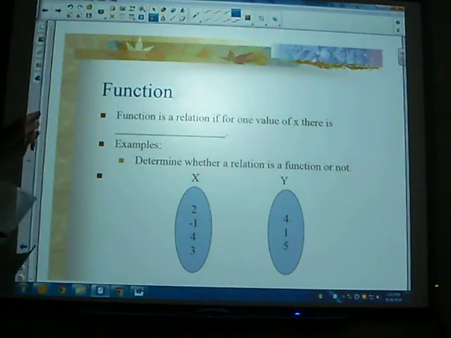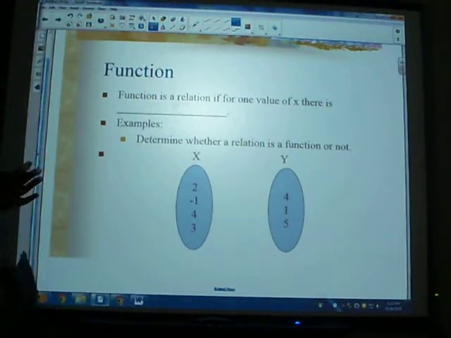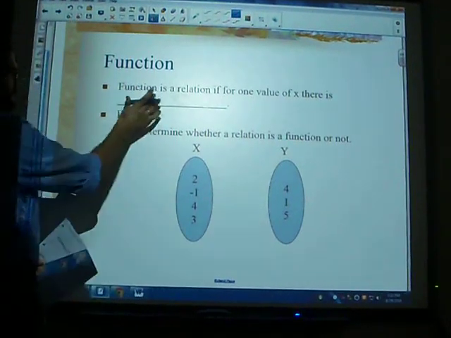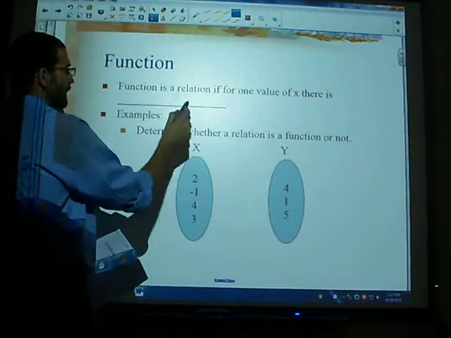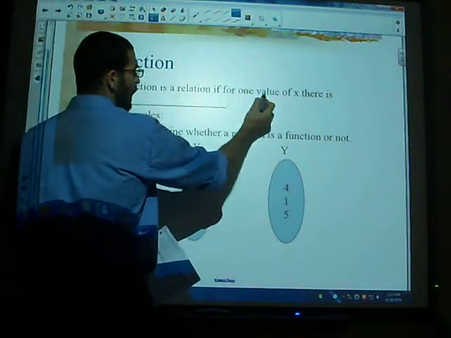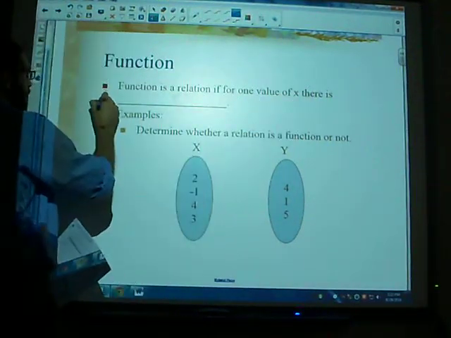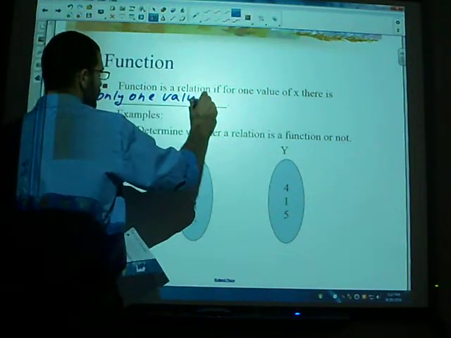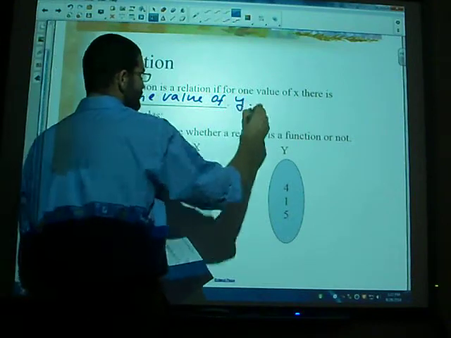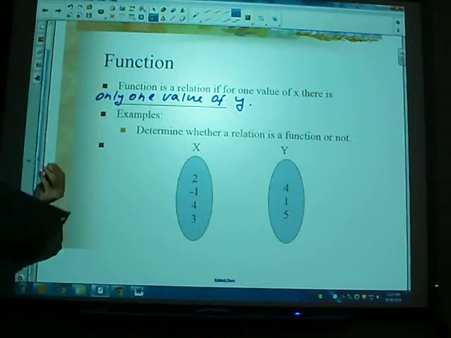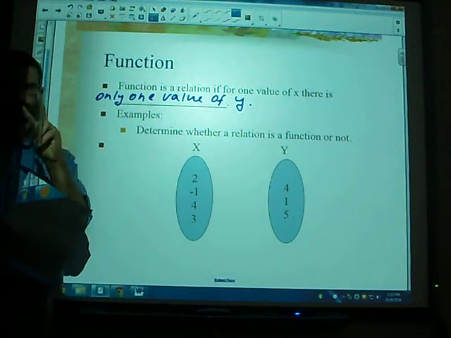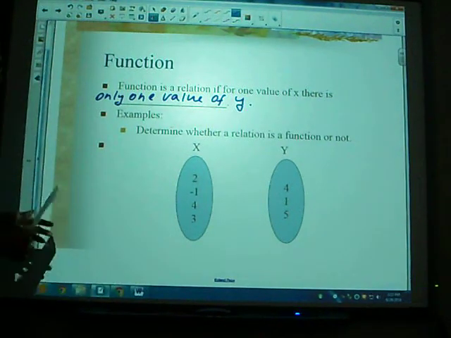So today we're going to talk about something called a function. A function is a different type of relation. It's a special type of relation. It is a relation in which for one value of x there is only one value of y. So in other words, our x cannot be connected to more than one y. If our x is connected to two different y's, that is not a function.